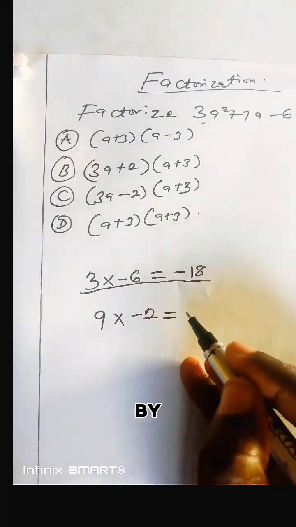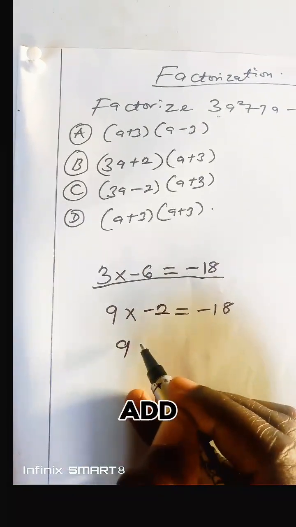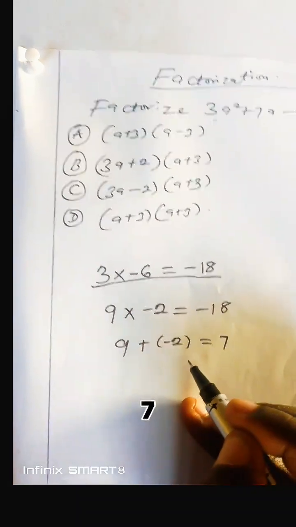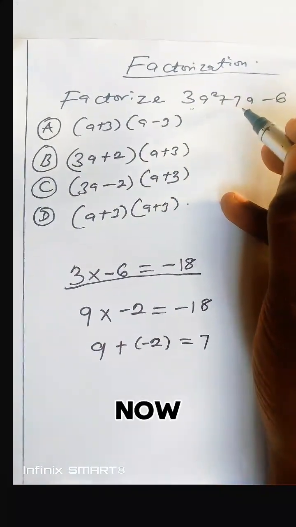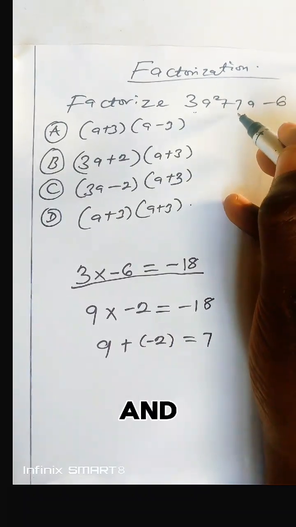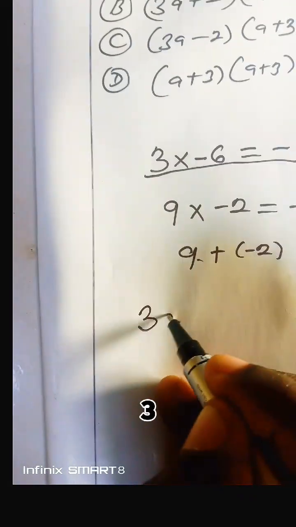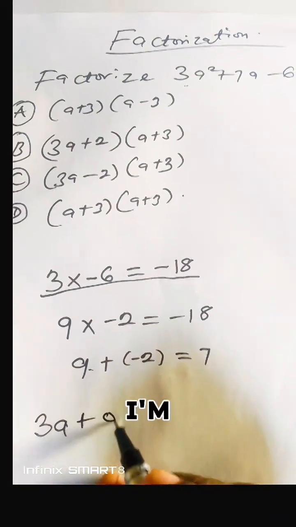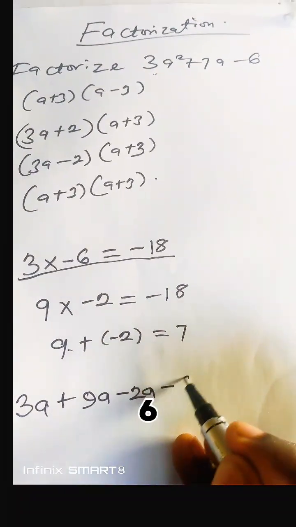When I multiply 9 by minus 2, it will give me minus 18. At the same time, if I add 9 to minus 2, I will get plus 7. So what do I now do? I'll come back to my expression. Now I'm going to split 7a and replace it with 9 and minus 2. It becomes 3a squared plus, instead of 7a, 9a minus 2a minus 6.